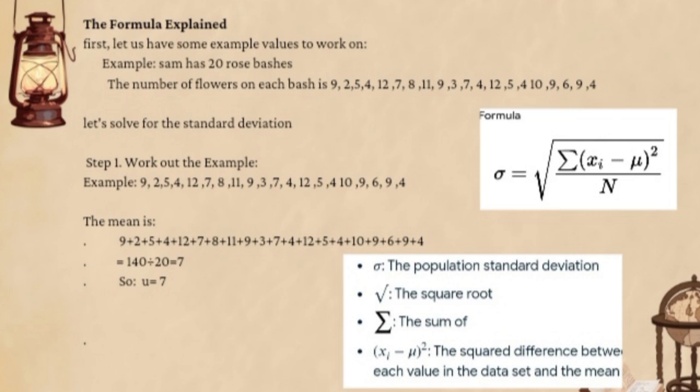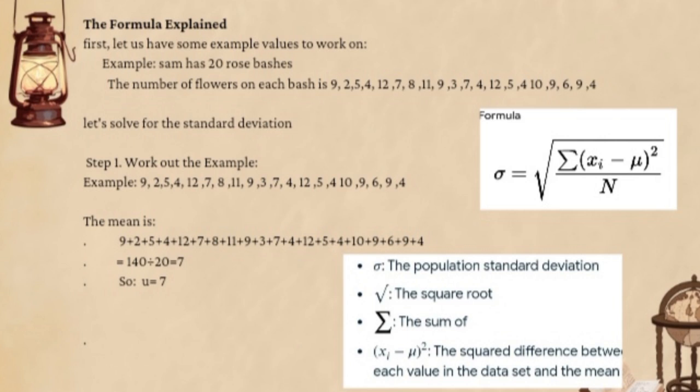So first, let us have some example values to work on. Example, Sam has 20 rows of bashes. So yung number ng bashes ni Sam ay 9, 2, 5, 4, 12, 7, 8, 11, 9, 3, 7, 4, 12, 5, 4, 10, 9, 6, 9, 4. So, paano nga ba natin masosolve yun?